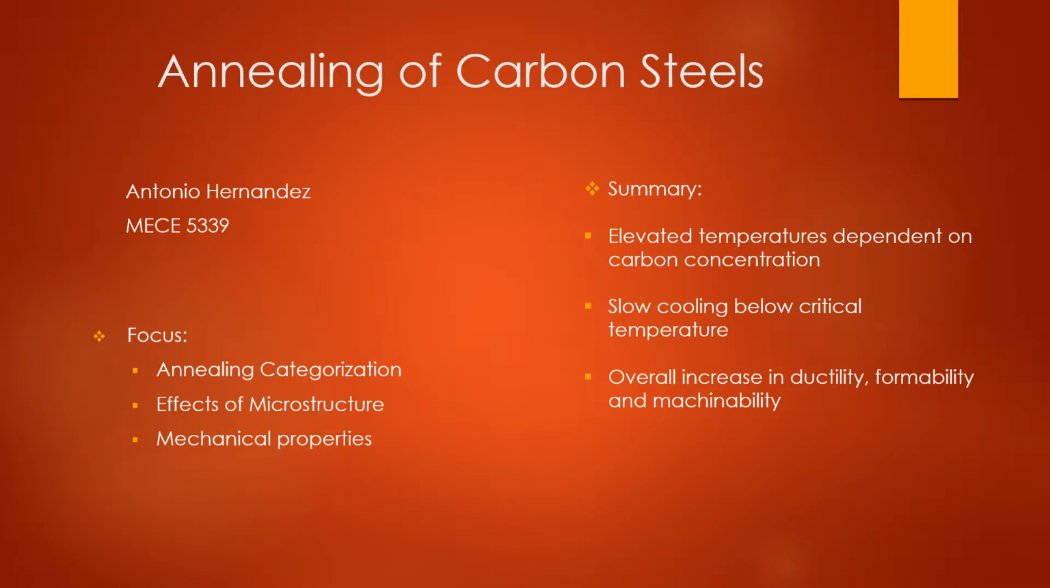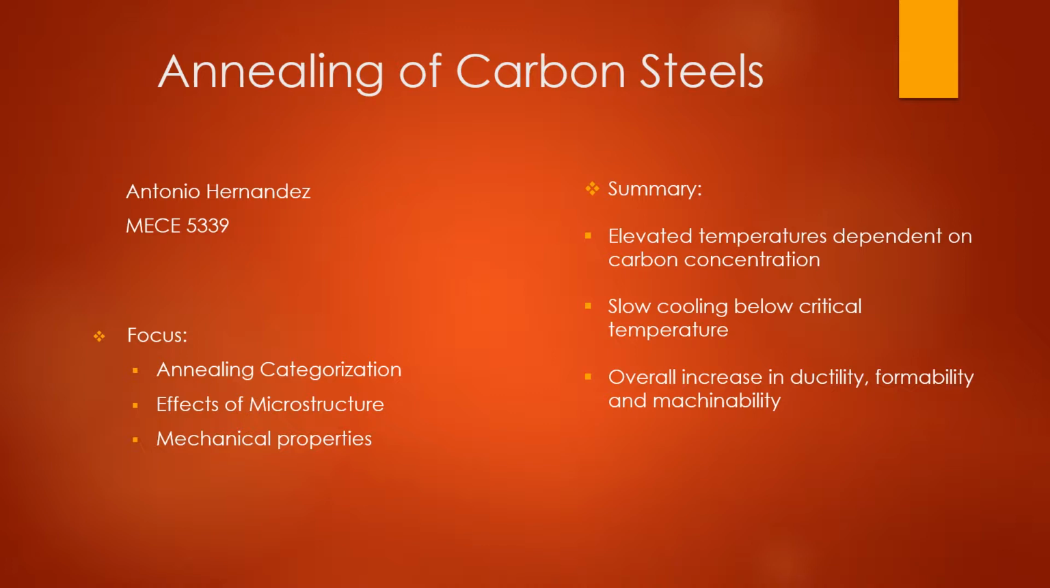Hello, my name is Antonio, and today I'll be talking about the heat treatment type of annealing, which is a process in which you increase the temperature of a metal and then you follow it up with very slow cooling rates. To be more specific, I'll be talking about carbon steels for this case.